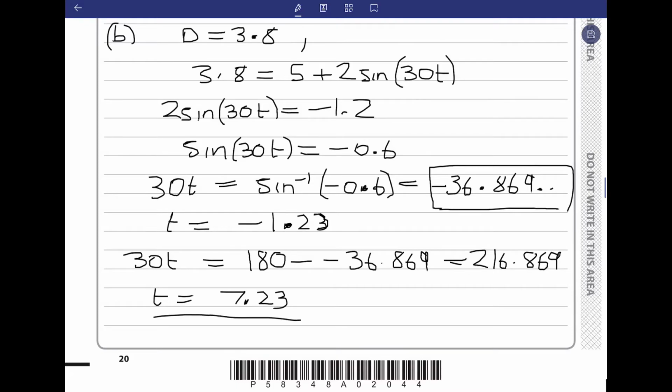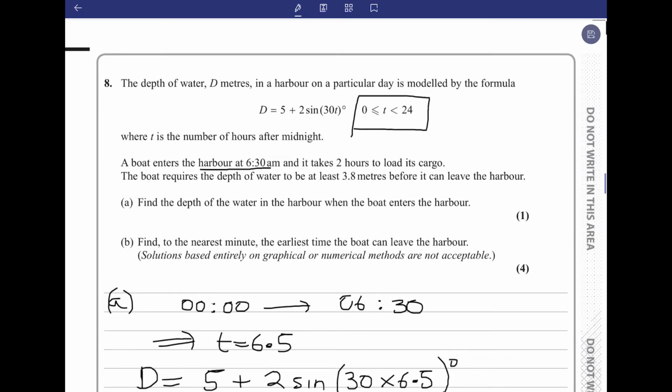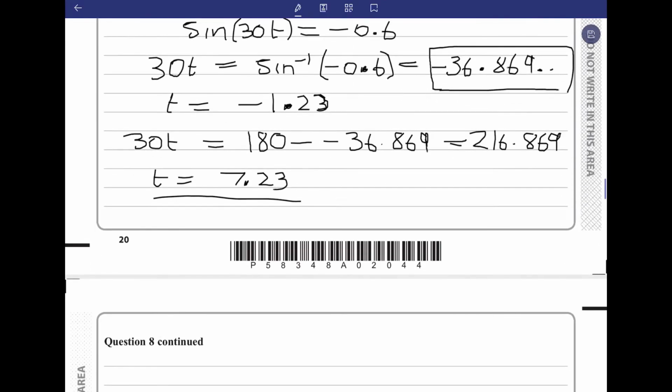So you might think here this is the answer, as 7.23 falls within this range. But we've also got to note the boat requires the depth of the water to be at least 3.8 meters, and it also takes 2 hours to load the cargo. So this means it can't leave any earlier than 8:30. And this contradicts this value of t, because this would mean approximately 7:15 a.m. the boat leaves, which it can't because it's not loaded yet.